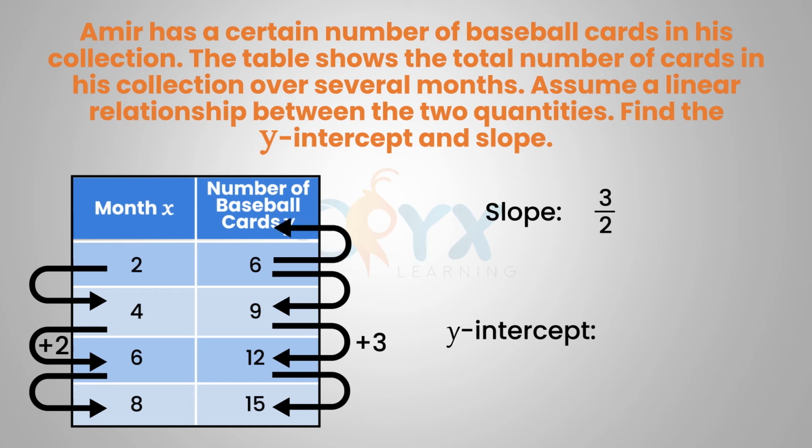In order to find the y-intercept, we would have to go backwards, as the x value starts at 2. The y-intercept has an x value of 0. So if I go backwards, subtracting 3 and subtracting 2, I would get the point (0, 3). 6 minus 3 is 3, 2 minus 2 is 0, so the y-intercept would be (0, 3).